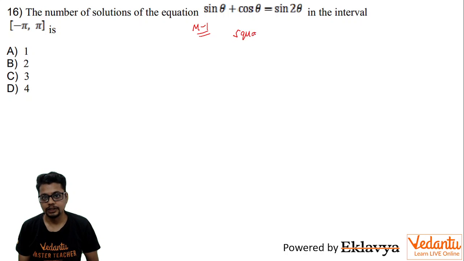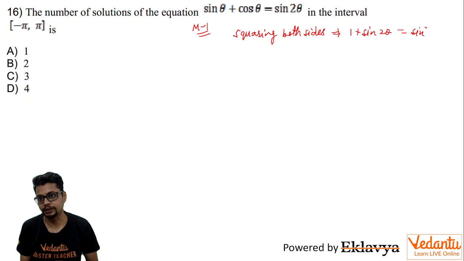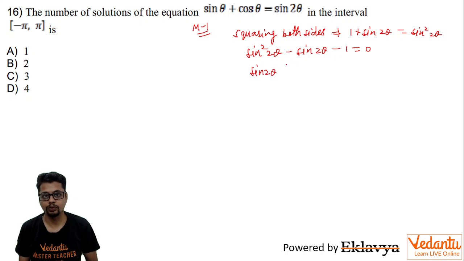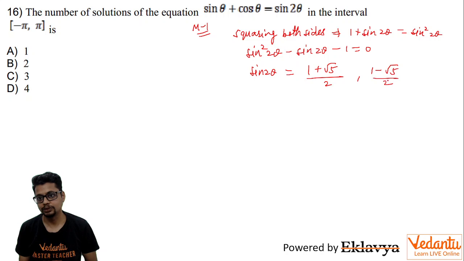So squaring both sides gives you a quadratic in sin 2 theta, because what you get is 1 plus sin 2 theta is equal to sin square 2 theta. So sin square 2 theta minus sin 2 theta minus 1 is equal to 0. Using the concept of quadratic, sin 2 theta can either be equal to 1 plus root 5 by 2 or 1 minus root 5 by 2.